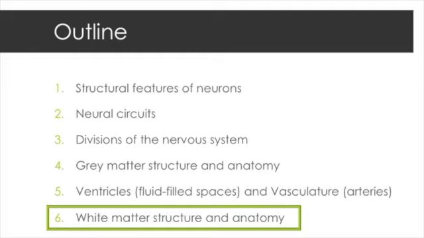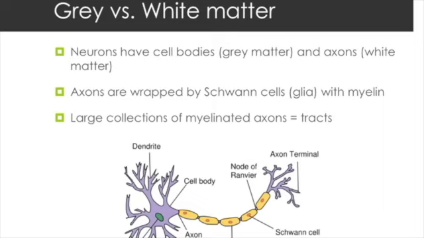Now let's move on to the last section of what I'll cover today, which is white matter structure and anatomy. We've already covered how the brain includes gray versus white matter. Gray matter includes the cell bodies of the neurons, whereas white matter includes primarily the axons and the myelinated bundles, wrapped by Schwann cells containing myelin around those axons. While gray matter is the cell bodies themselves, white matter tends to be the connections between the cell bodies.